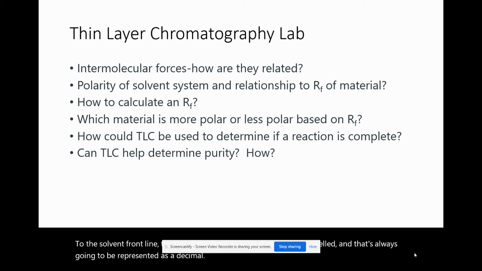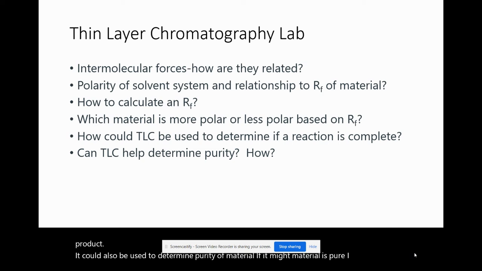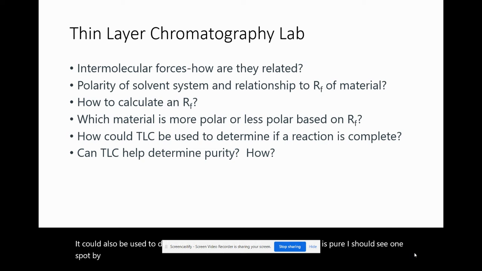Okay, I covered which is more polar and which is less polar based on the RF. And we can use this to determine if a reaction is complete. If I know where the starting material spots, I know where the product spots, I could monitor a reaction and see the starting material converted to product. It could also be used to determine purity of material. If my material is pure, I should see one spot by TLC. If I see more than one spot, I know that it's not pure material.